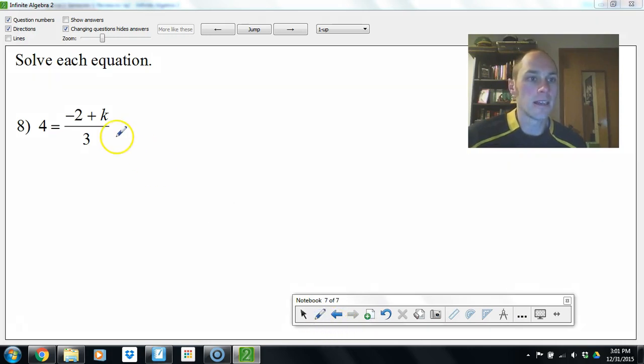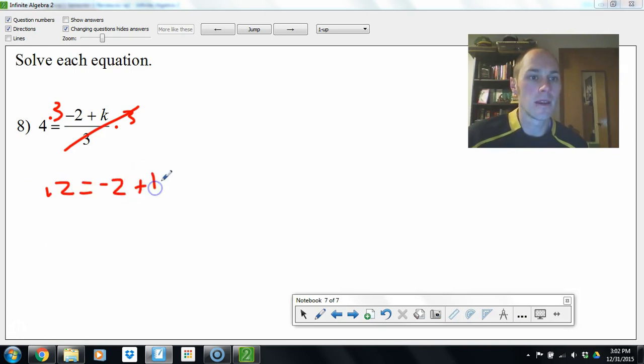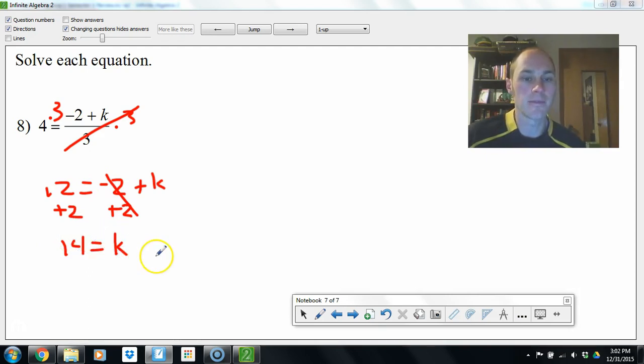Solving for k. So for k, I add a negative 2, and then I divide by 3. So same thing, I'm going to multiply both sides by 3. 12 equals negative 2 plus k. Next, I need to add 2 to both sides to get rid of the negative 2. I'm left with k equals 14, or 14 equals k.